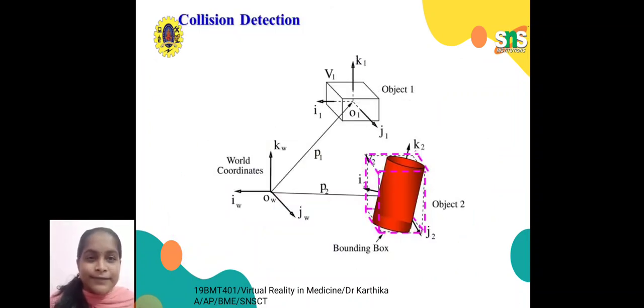See this one, in collision detection, here we consider object 1 and object 2. Object 1 has k1, i1 and j1 as the coordinates, and object 2 has k2, i2 and j2 as the coordinates. To detect the collision, object 1 and object 2 coordinates should be in line with world coordinates. If not, the collision will be detected in the output side.